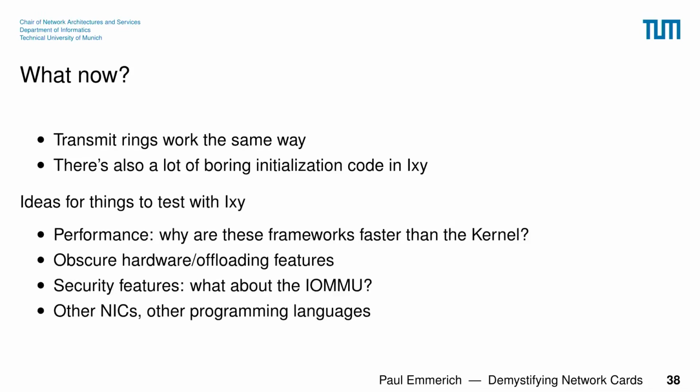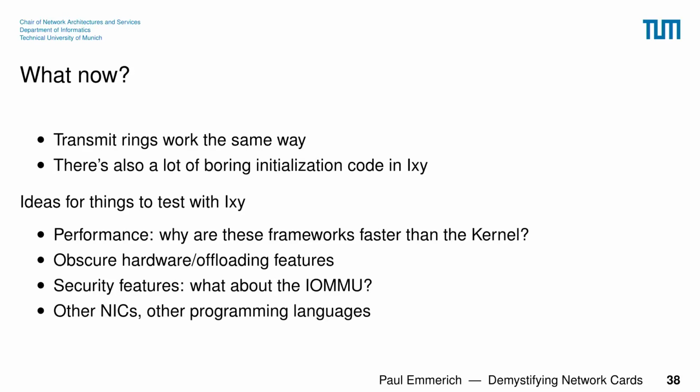One, I of course want to look at performance, to look at what makes this faster than the kernel. Then I want some obscure hardware offloading features. In the past, I've looked at IPsec offloading, which is quite interesting because the Intel network cards have hardware support for IPsec offloading, but none of the Intel drivers had it, and it seems to work just fine. So not sure what's going on there.